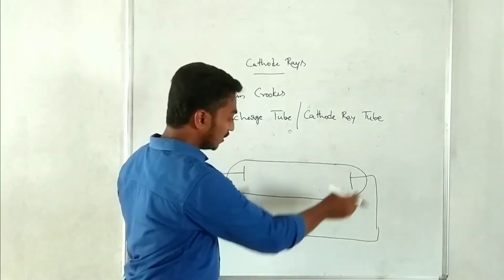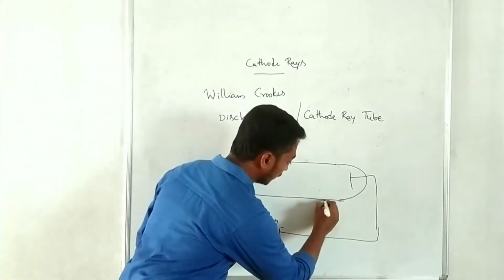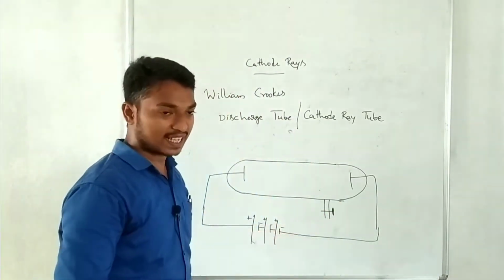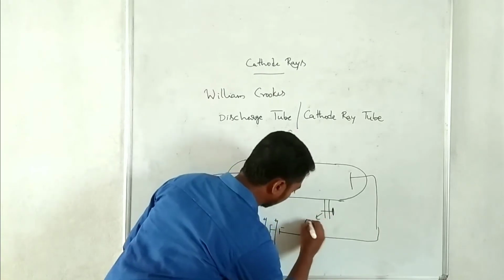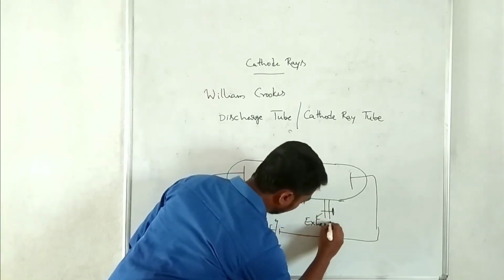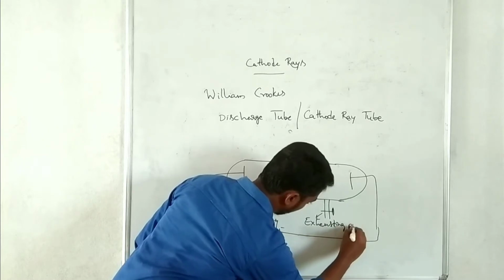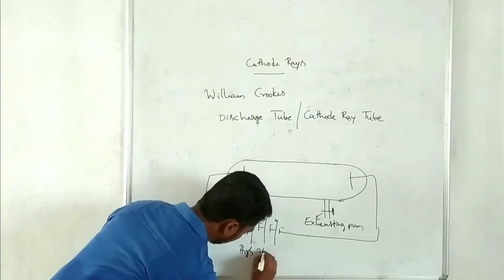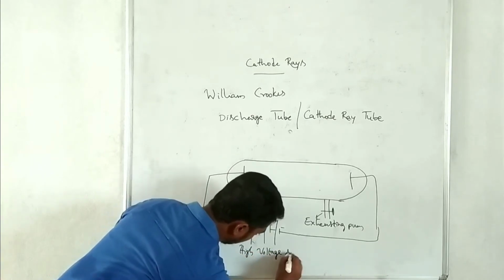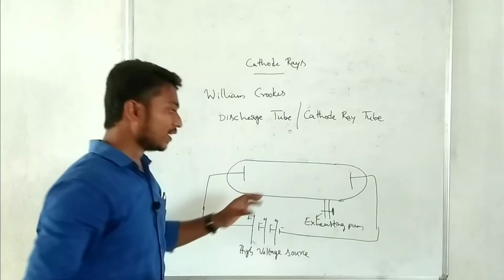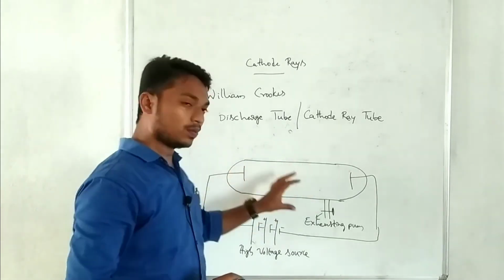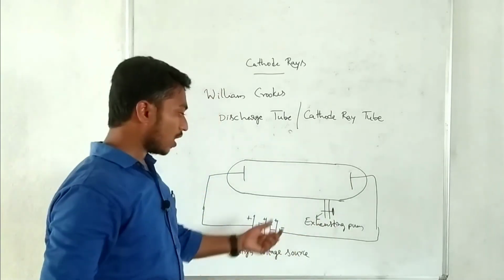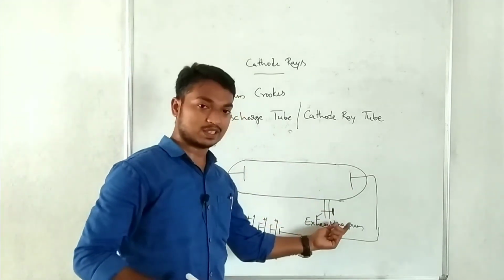And this discharge tube is again attached to a pump. This pump is called the exhausting pump. This is the high voltage source. So finally, the discharge tube is a long glass tube, with two terminals attached to a high voltage source, and the tube is attached to an exhausting pump.